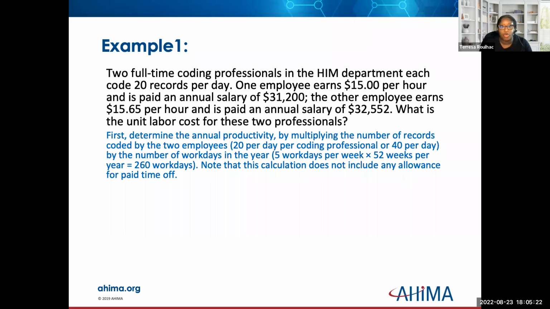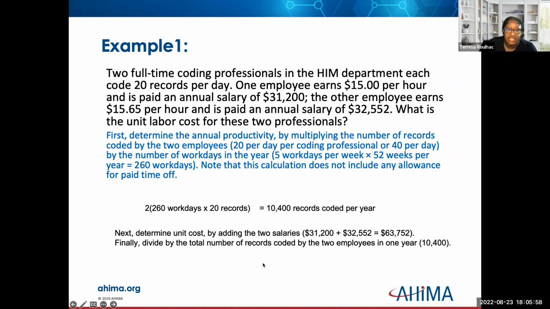First, to determine the annual productivity, multiply the number of records coded by the two employees, 20 per day per coding professional or 40 per day. Okay. We look at the work days in the year, 5 work days per week times 52 weeks per year equals 260 work days. Note that the calculation does not include any allowances for paid time off.